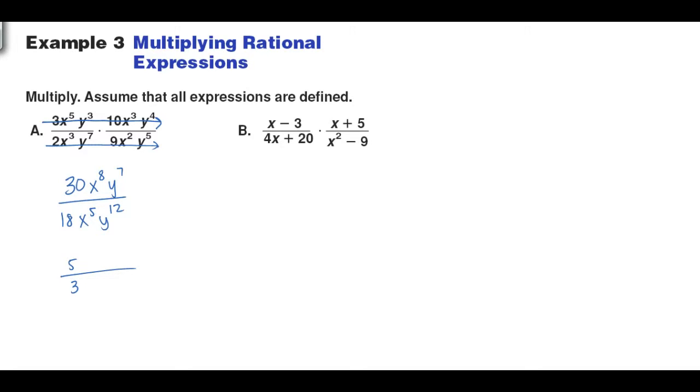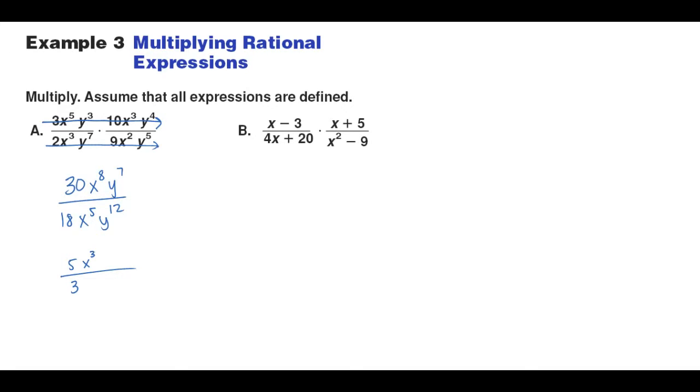Hey, I've had that before. Now look at the x's. You have x to the 8th and x to the 5th. That means there's 3 left over, and they'll be on the top because the top was bigger. So I see an x cubed on top, or if you would have subtracted, 8 minus 5 is 3, and that's positive, so it goes in the top.